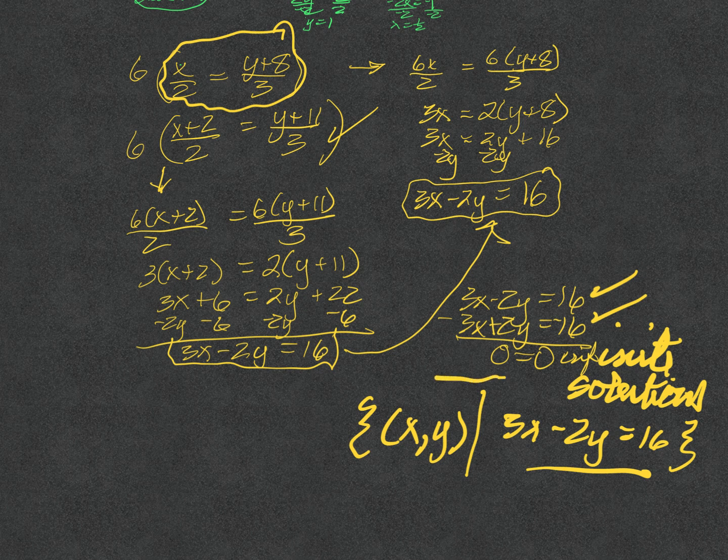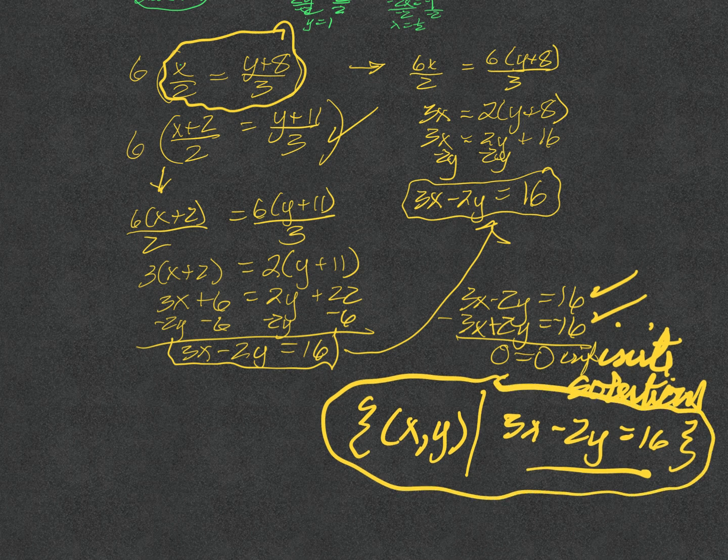And remember, this is how we write an infinite solutions answer. We don't just say infinite solutions. We say what the ordered pairs have to look like. Okay, that should be it on solving by the addition method.